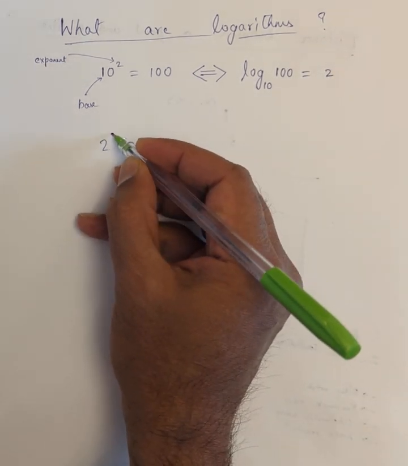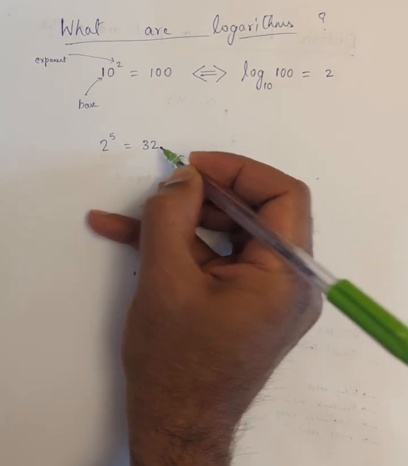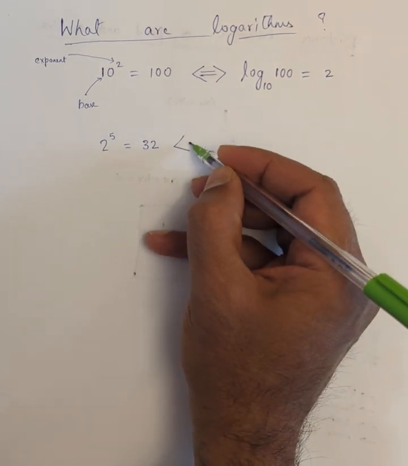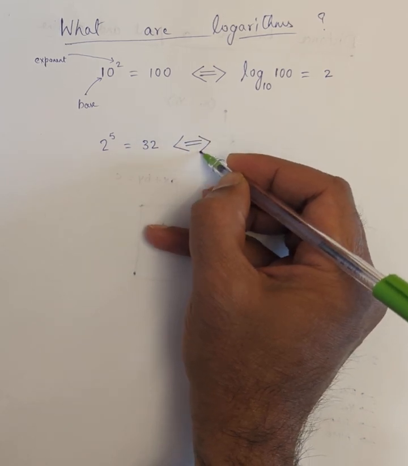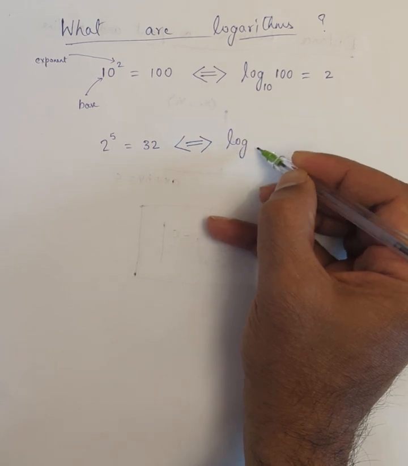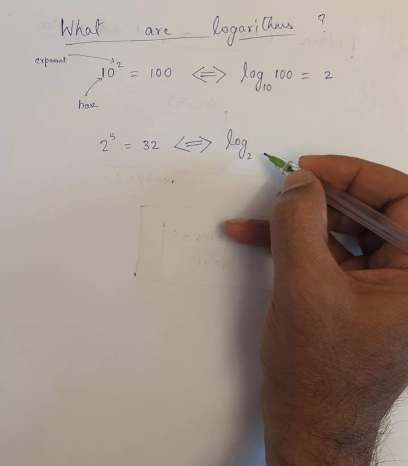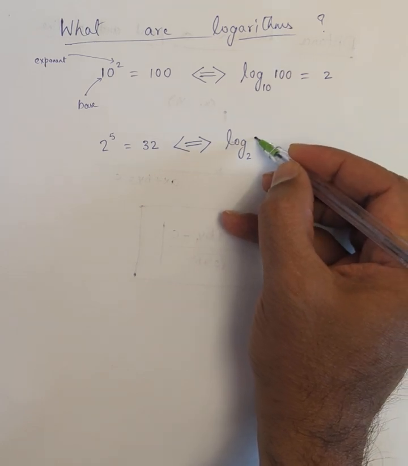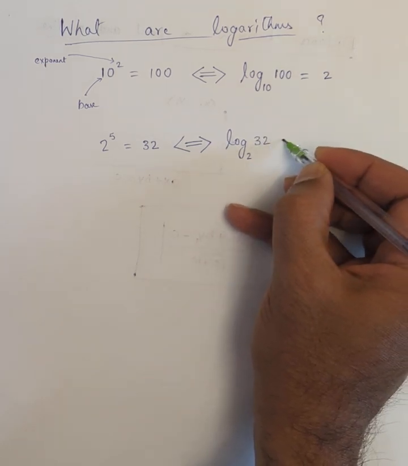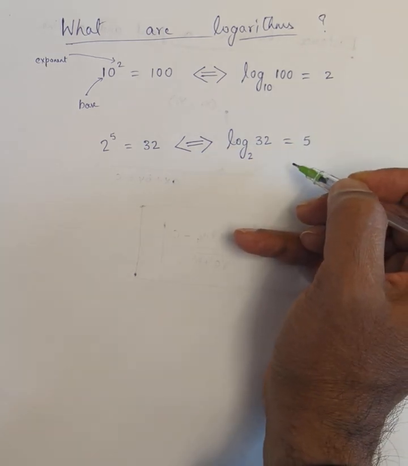Let's consider one other example. 2 to the 5 is equal to 32. If you multiply 2 5 times, you get 32. Then to write this using logarithms, you would write log, and notice the base is 2, so that's what I'm going to have here. And I'm going to have 32 here, and the exponent would be on the right side.